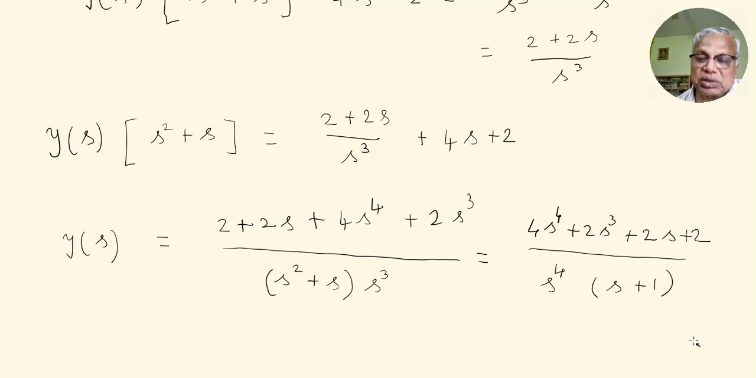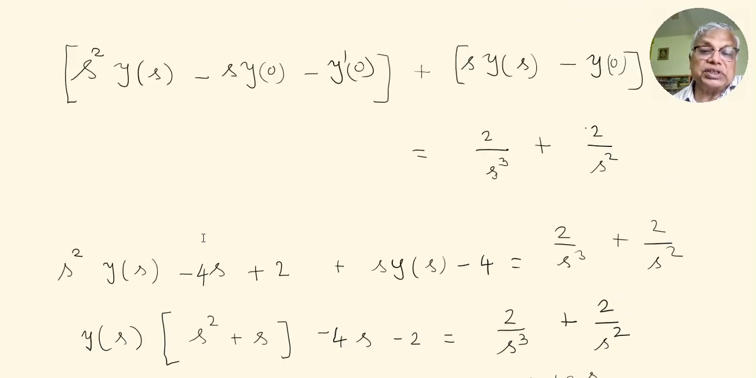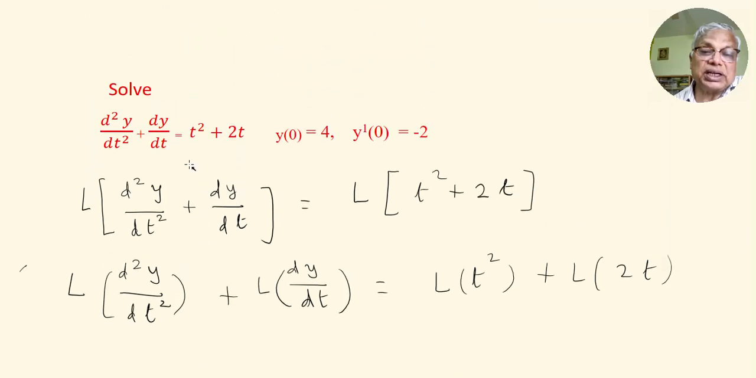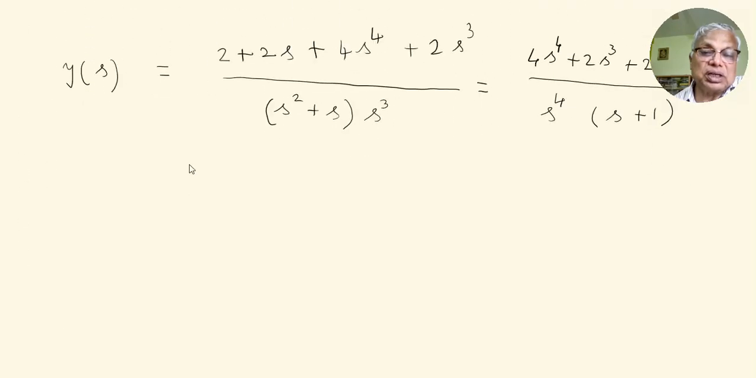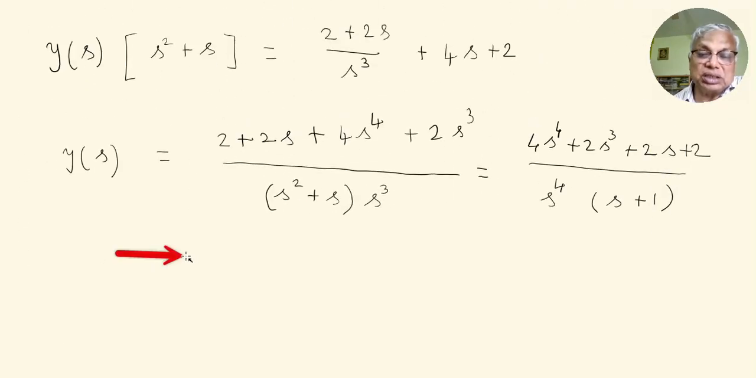This s is common, so I have taken one s. This will combine with this s cube. It becomes s plus 4, s power 4, s plus 1. This I have written the same way, with the first term in decreasing power of s: 4s power 4 plus 2s cube plus 2s plus 2. So this differential equation, after taking the Laplace transform, has been transformed into a simple algebraic form.